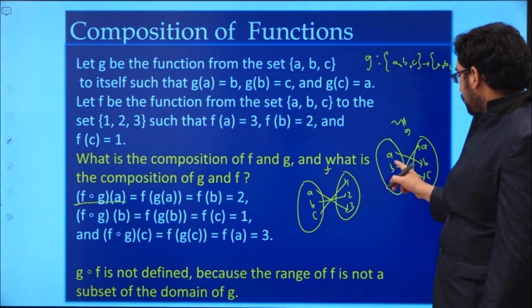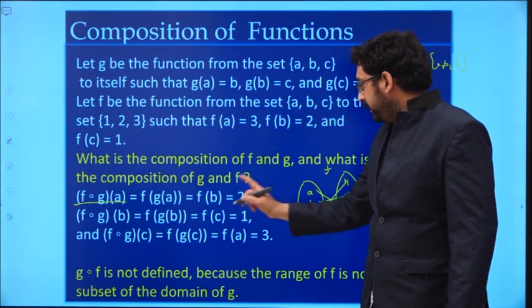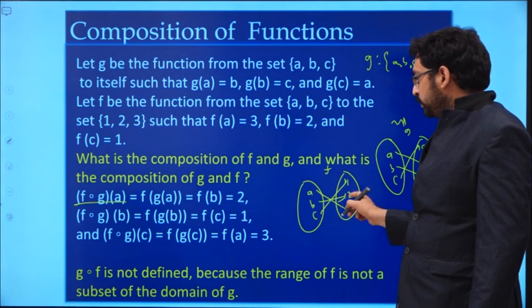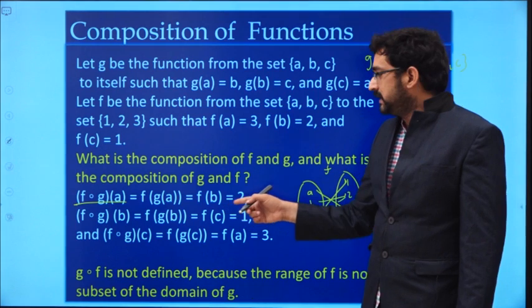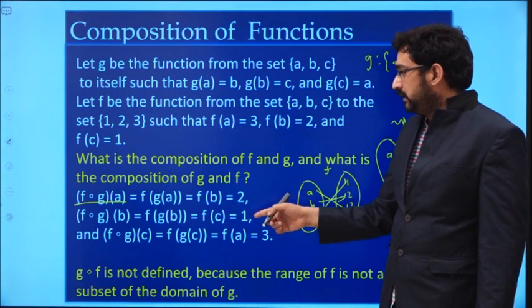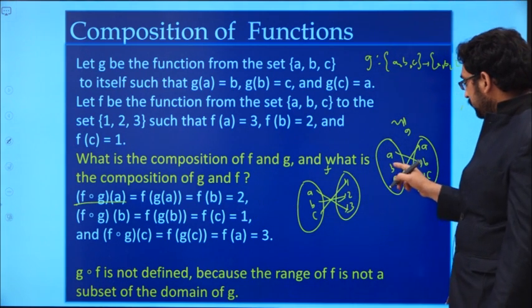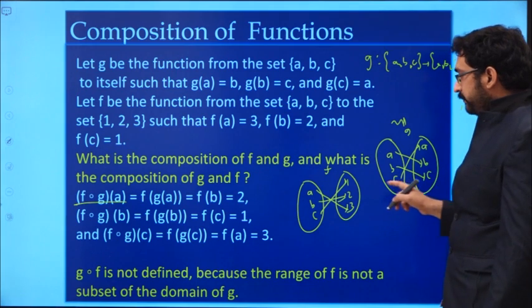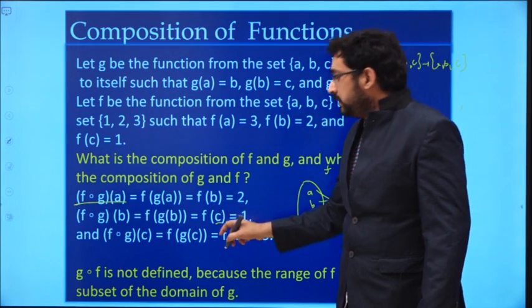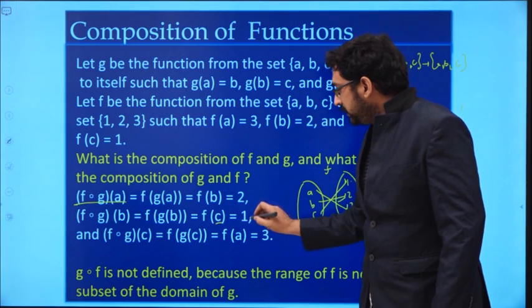What is g of a? G of a is nothing but b. Substitute here, so f of b. What is f of b? 2. So f circle g of a equals 2. Similarly, f circle g of b equals f of g of b. What is g of b? B is assigned to c. So g of b is nothing but c. So what is f of c? C is mapped to 1. That's why f of c equals 1.